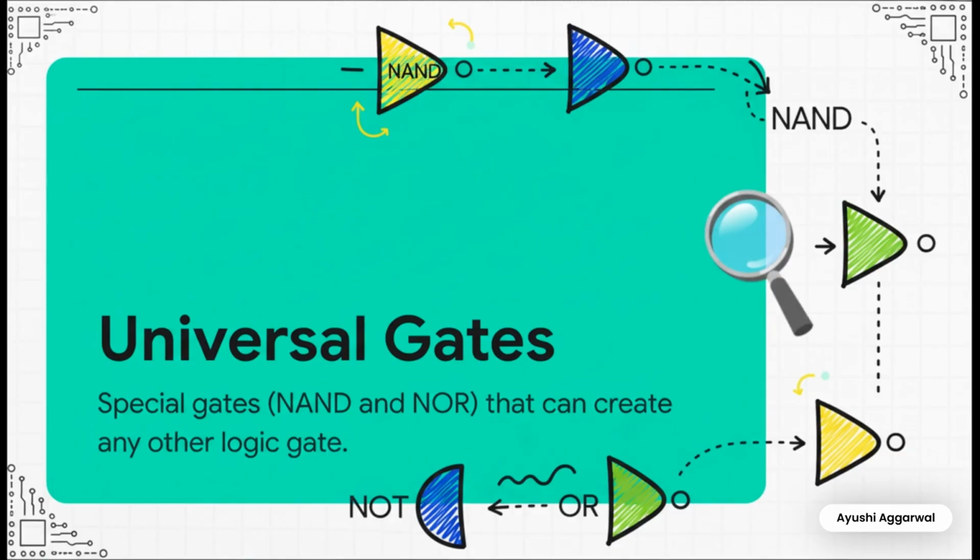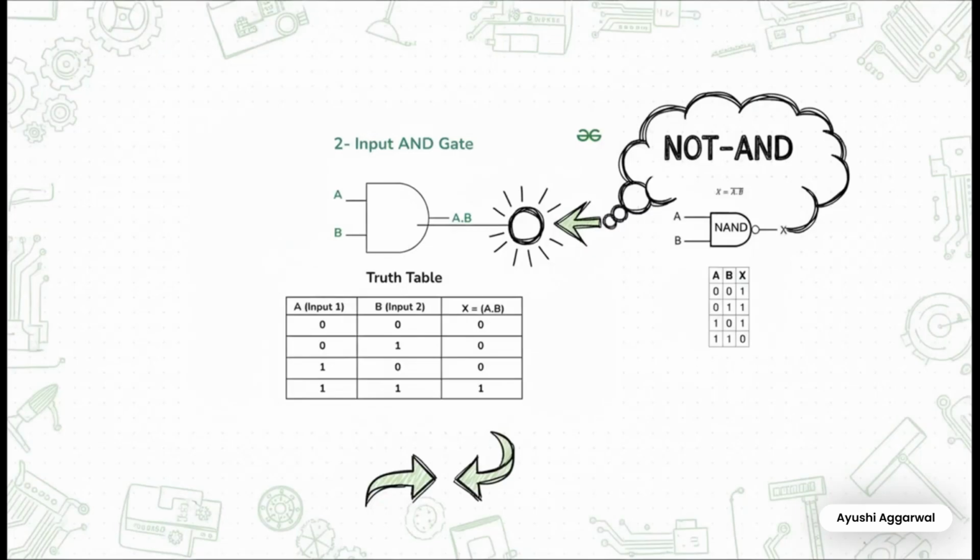Now, on to the universal gates, NAND and NOR. These are really special. Why? Because you can build any other gate, AND, OR, or even NOT, using only NAND gates, or only NOR gates. This makes designing circuits incredibly efficient. So let's compare AND and NAND. The name tells you everything you need to know. NAND is just not AND. It's basically the complete opposite of an AND gate.